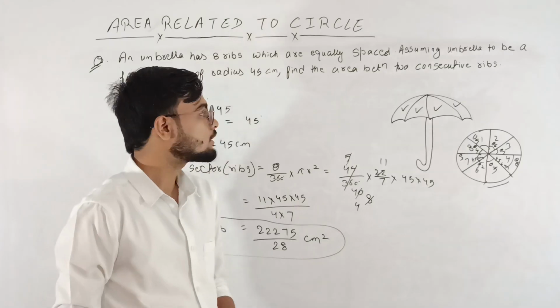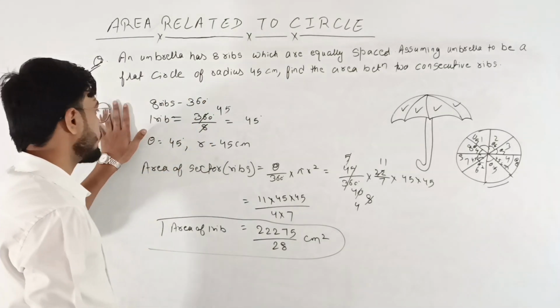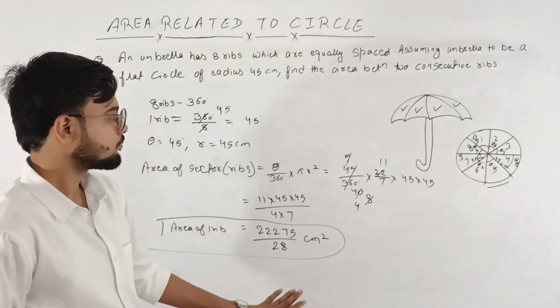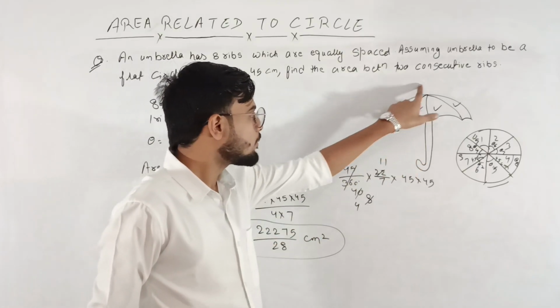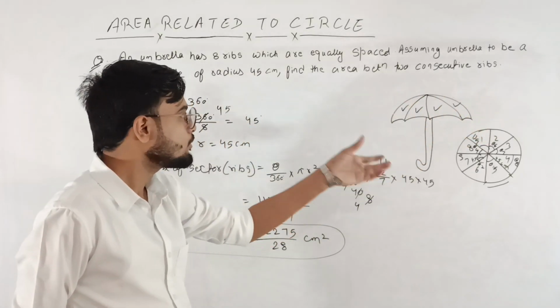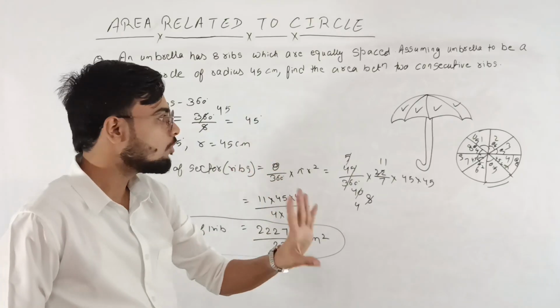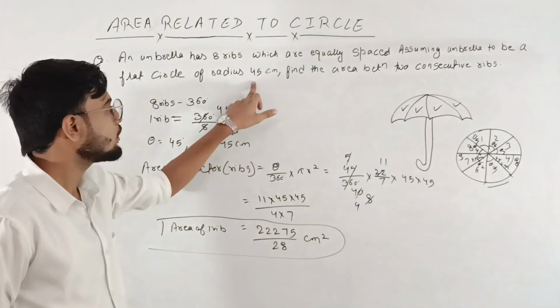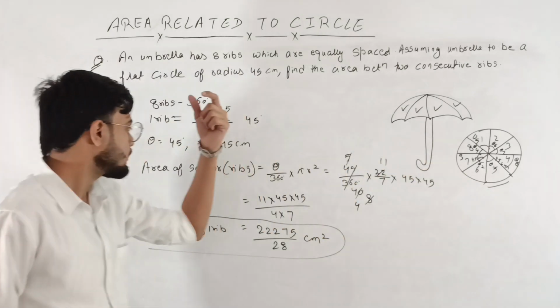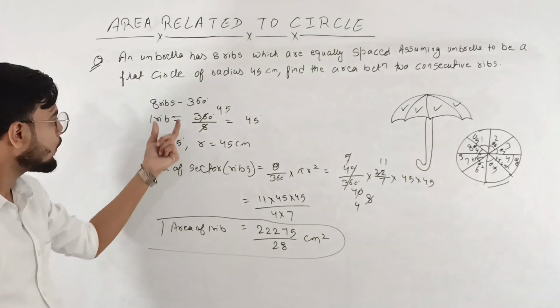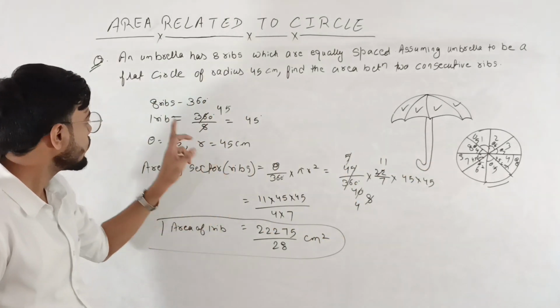So look one more time. The question said there is an umbrella which has a total of 8 ribs. Ribs means this upper part of the umbrella. Then we have to find the area of one rib, and the radius is given, 45 centimeter. So first we have to find the angle, and there are total 8 ribs.